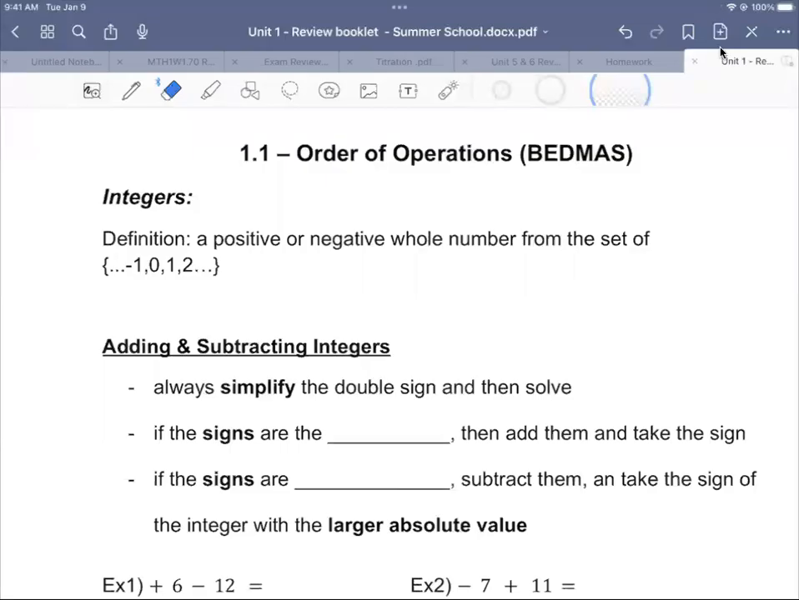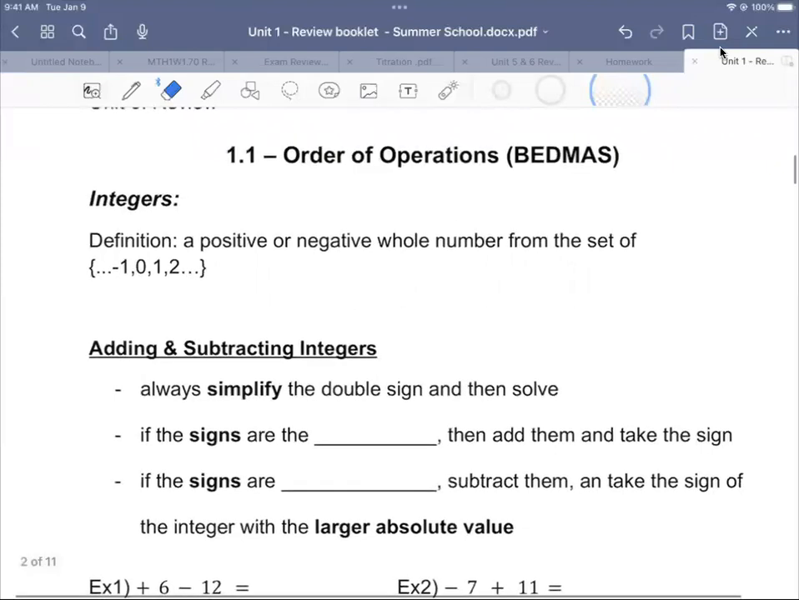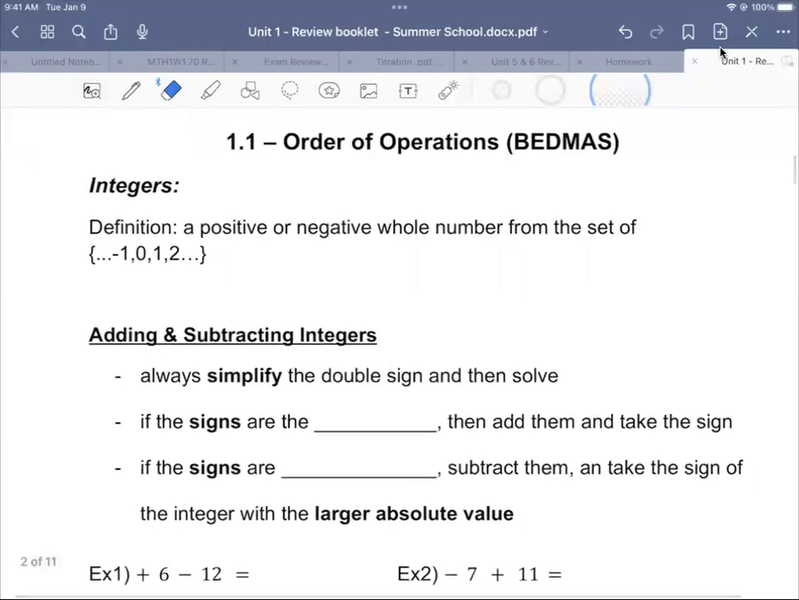All right, so for Unit 1, we are going to be reviewing some grade 9 math just to make sure that we have everything fresh in our minds before moving on to grade 10 math. So the first thing that we're going to be covering is order of operations, which is the acronym BEDMAS, which we'll come back to, as well as going over just some number sense in general.